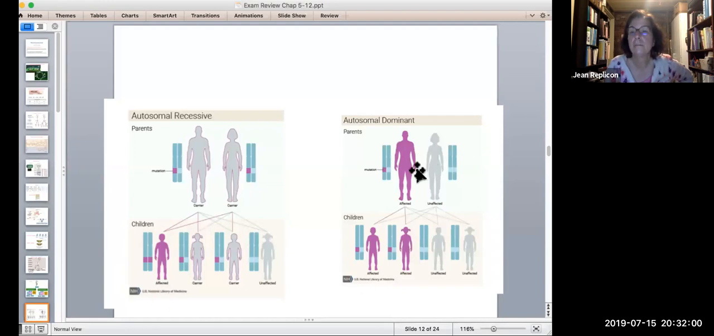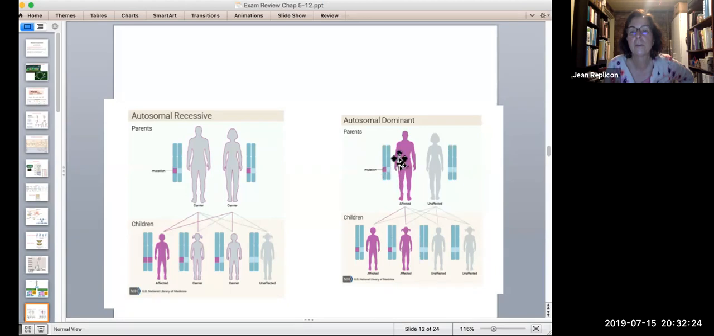Autosomal dominant. Now, that is a different pattern of inheritance. This could be like dimples. This is an example we talked about in class. Autosomal dominant. Dwarfism is another one. In this case, the pattern is different, isn't it? It only needs 1 copy for it to show. Here you needed 2 copies for it to show. You only need 1 copy for it to show.